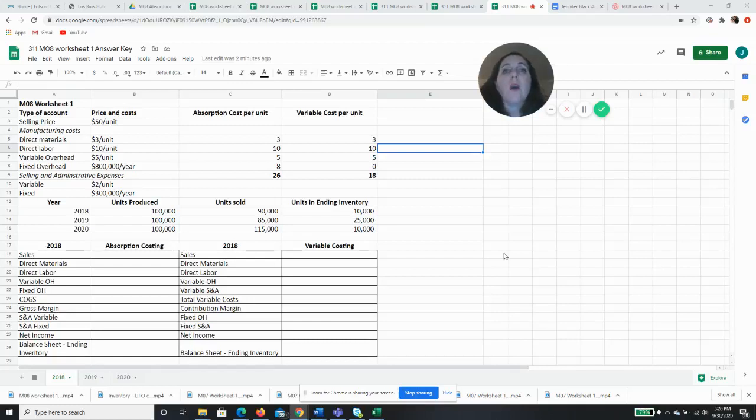Okay, welcome back. We are now going to prepare our absorption costing income statements. So we're gonna do one for 2018, 2019, and 2020. We are still on worksheet 1.